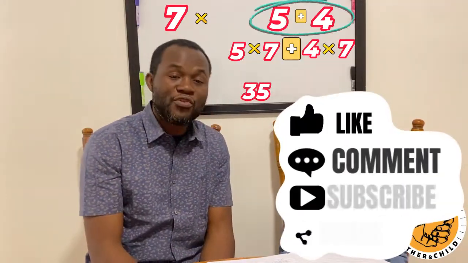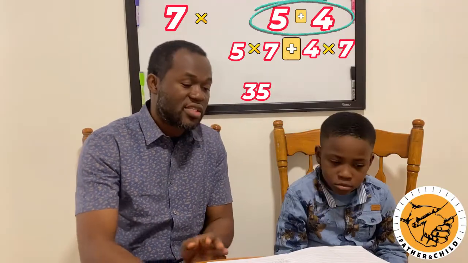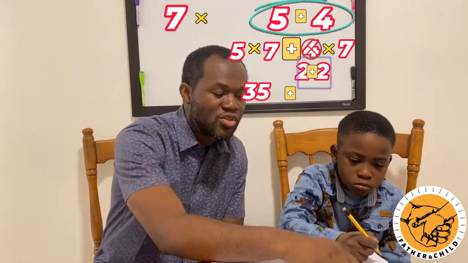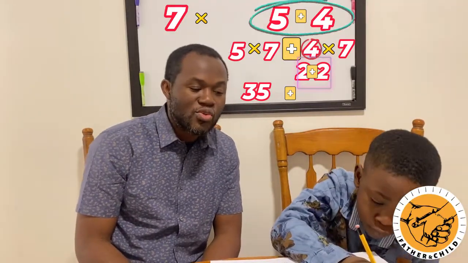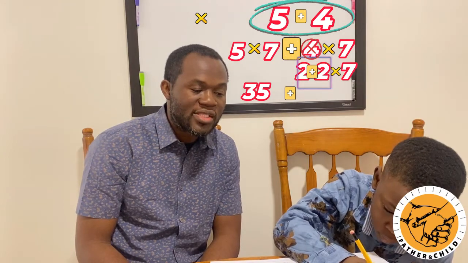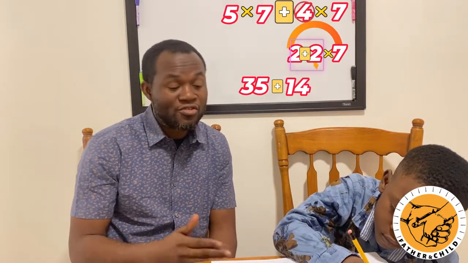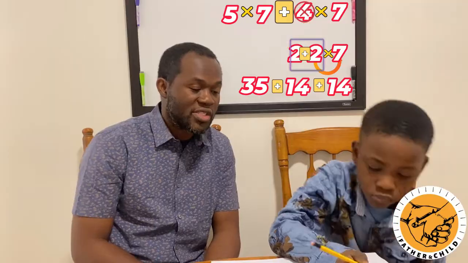Okay, so let's do 7 multiplied by 4 or 4 multiplied by 7. If you think it's difficult to do 7 multiplied by 4, you can break the 4 down into 2 and 2. So what is 7 multiplied by the first 2, or 2 multiplied by 7? 2, 4, 6, 8, 10, 12, 14. 14. And then the other 7 multiplied by 2 will also give you 14. So what you have now is 35 plus 14 plus 14. Add it up and let's see what you got.